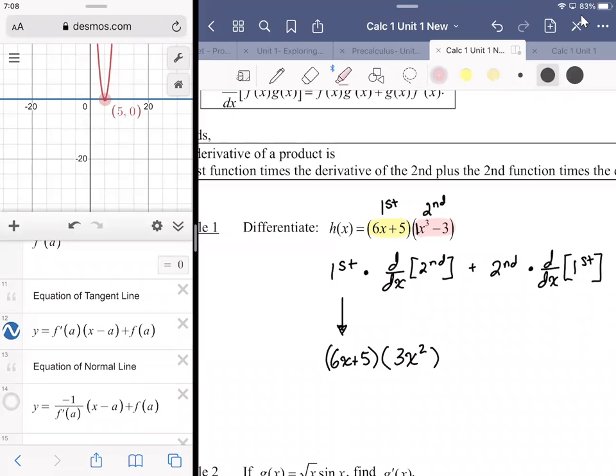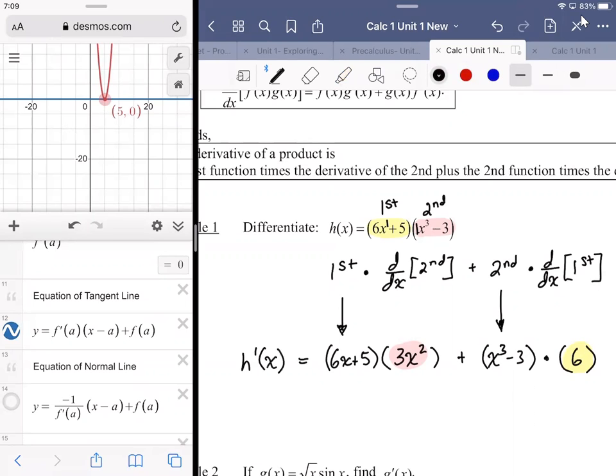All right. Then I'm going to add to that the second function in its original form multiplied by the derivative of the first function. All right, so 6x to the first power, multiplied power by coefficient, reduce the power by 1, becomes 6x to the 0th power, which is the same as saying 6. The 5 is constant, it goes away. This would be your derivative, which we would call h prime of x.